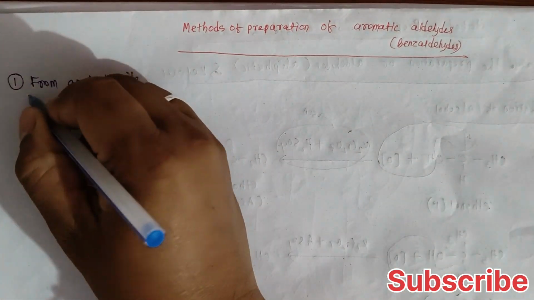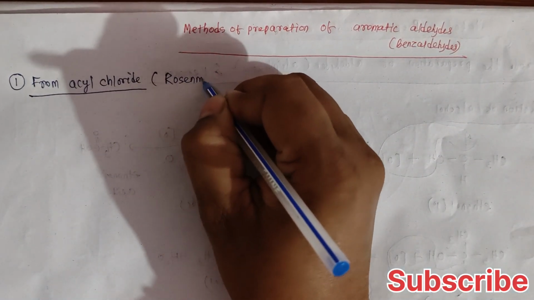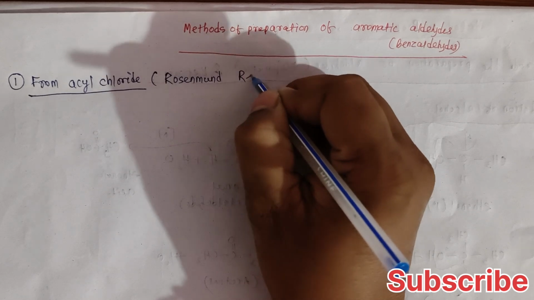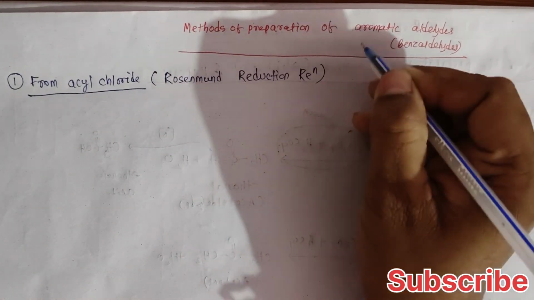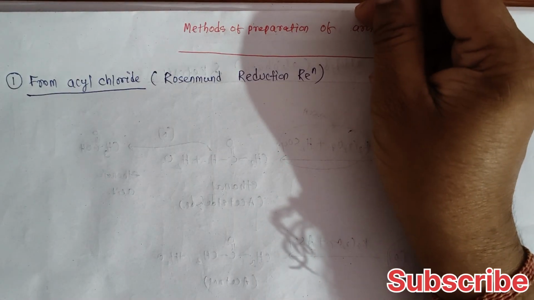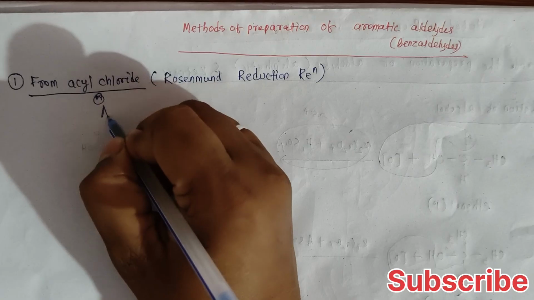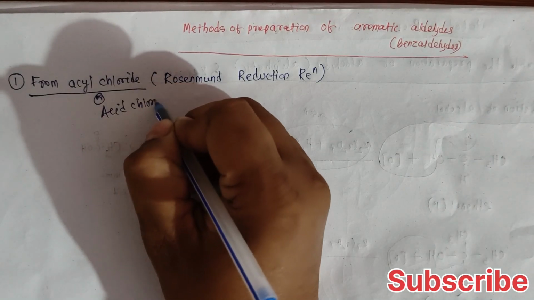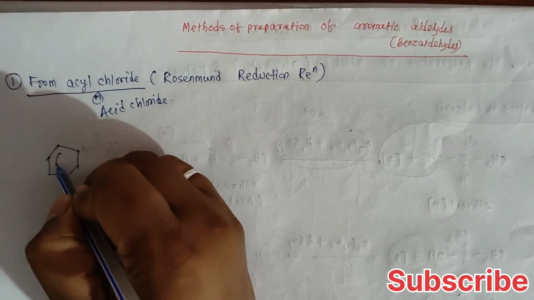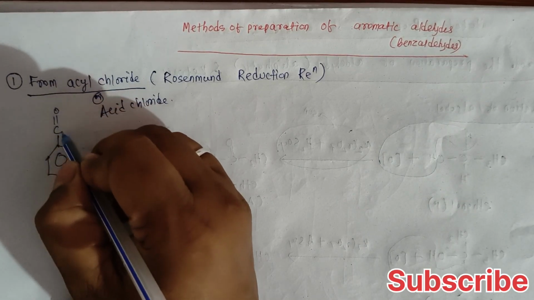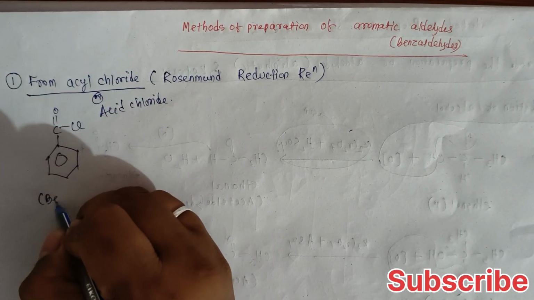This reaction is actually called the Rosenmond reduction reaction. Clear? So what is acid chloride? Acyl chloride is also known as acid chloride. Let me take an acid chloride, that is benzene attached with COCl. This is called benzoyl chloride.